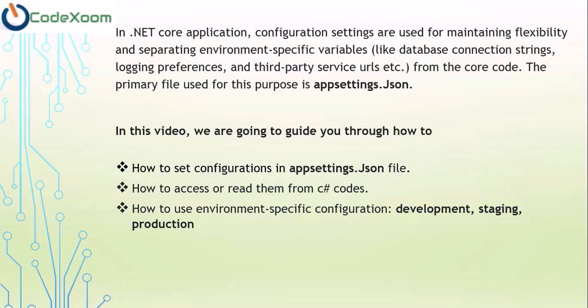And we are going to show how to access or read these configurations from C# code. And finally, how to use environment-specific configurations like development, staging, and production, and how to load these environment-specific configuration files. Okay, let's start setting configurations in the appsettings.json file of a .NET Core project.